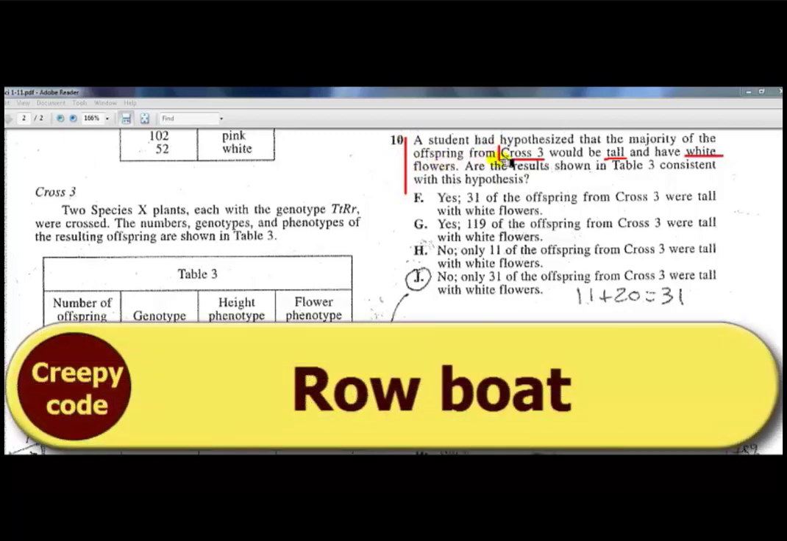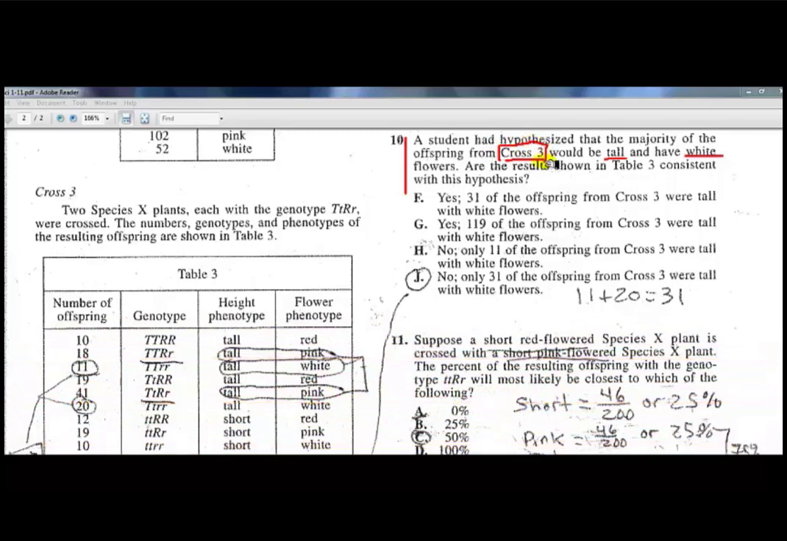We basically need to go find cross 3 and look in cross 3. Here is cross 3, and you'll notice that cross 3 contains table 3. We are looking to see tall and white. So come over here and find tall white. Here's tall red, tall pink, tall white. And we see that we have 11 offspring. Keep going. Tall red, tall pink, tall white again. And there's 20 more. Keep going, short, short, short.